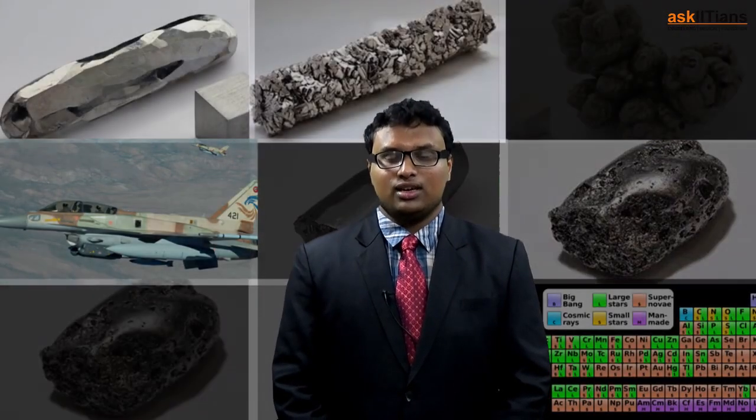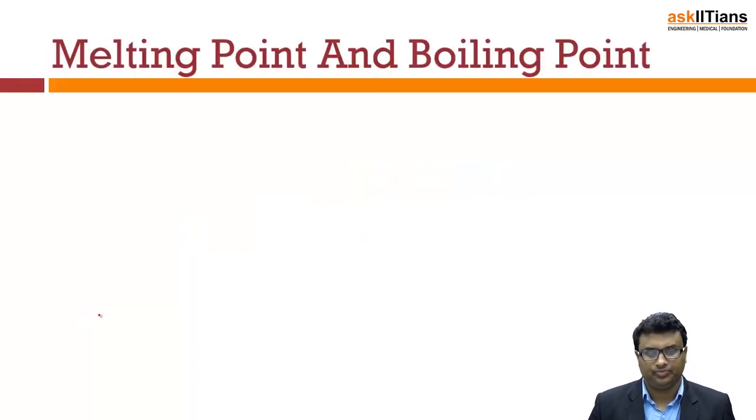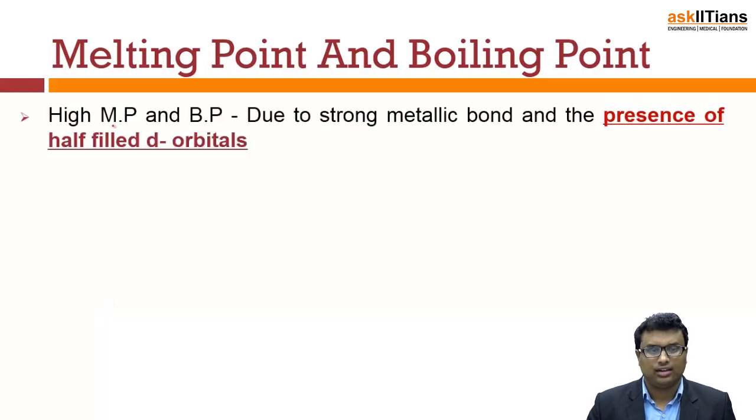So in this part we'll be discussing the properties of transition elements. So let's start with this part. Properties of transition elements: melting point and boiling point. Transition elements have high melting points and boiling points. What is the reason? The reason is the strong metallic bond. One important thing is that when you have metallic bonds, they have strong melting and boiling points. Another reason is that they have half-filled d orbitals. Because of these two reasons, the transition elements have higher melting and boiling points.